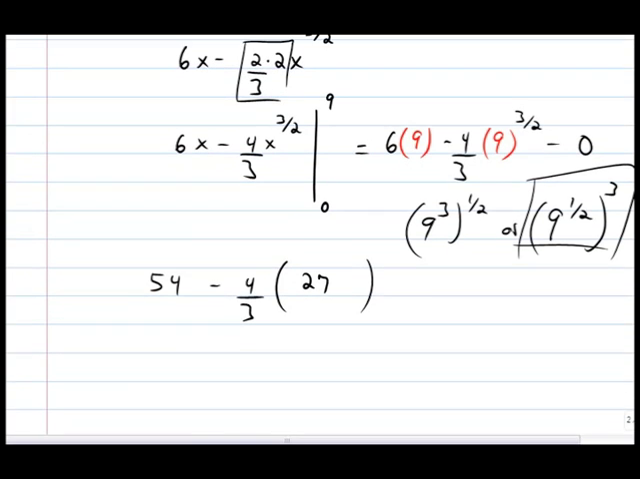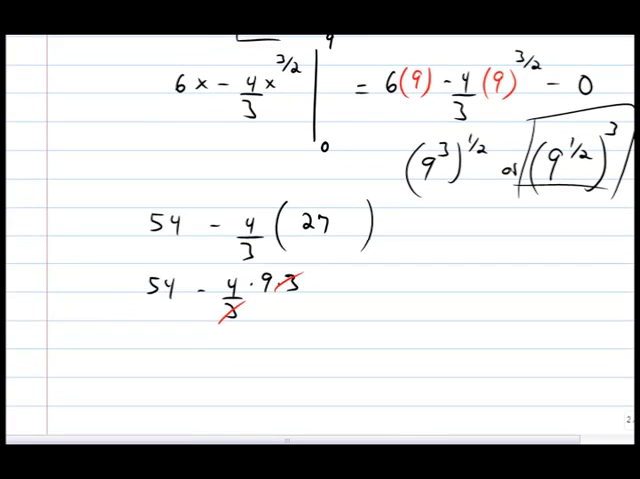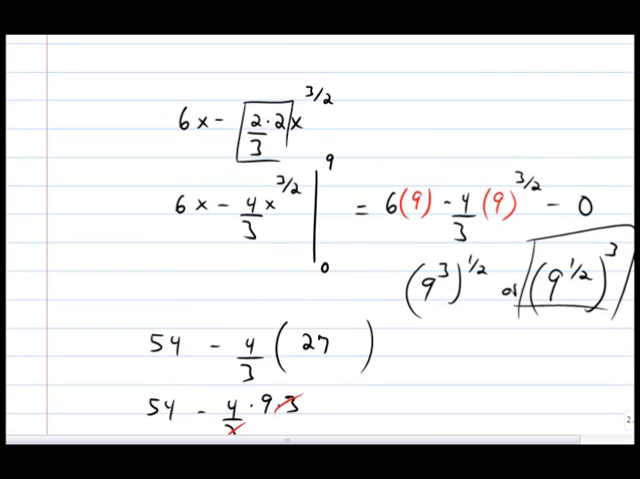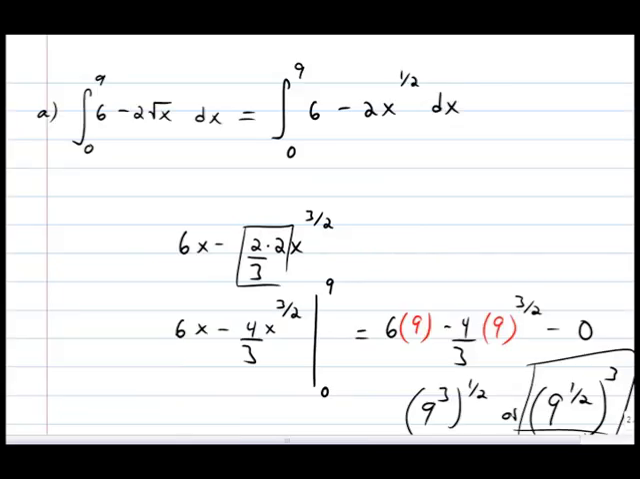We're not done. 27 is 9 times 3. There's 3's to show up. 4 times 9 is 36. 54 minus 36 is 18. We did it. We got A done. Now we'll go and do B.